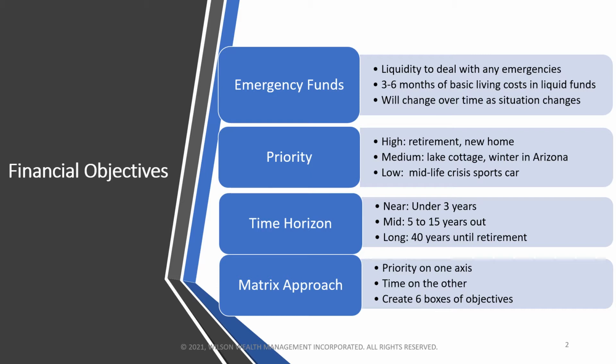Now, different people have different recommendations as to the amount to keep aside. Some will say 2 to 3 months. Some will say a percentage of your assets, maybe 5 or 3%. But I have here sort of 3 to 6 months of basic living costs to be held in liquid funds. Now that's going to change over time as your personal situation changes. For example, if you're a college student, then you don't have a large asset base. You probably need to keep 3 to 6 months cash on hand.